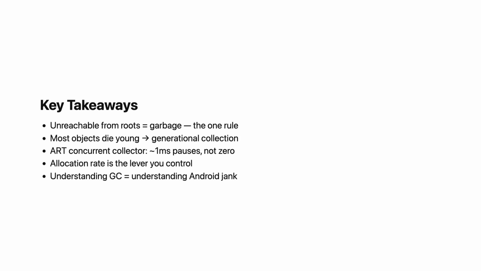You know about roots and reachability. You know why generations exist. You know what happens during a minor GC versus a major GC. You know how ART's concurrent collector works and why it still has limits. You know why finalizers are a trap and what to do instead. And you know the levers you can pull: allocation rate, leak prevention, and object pooling.